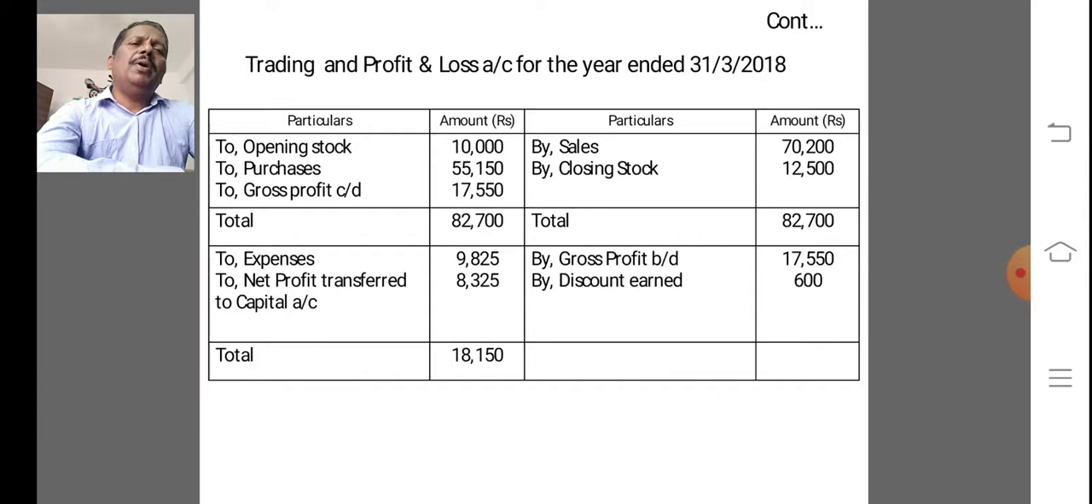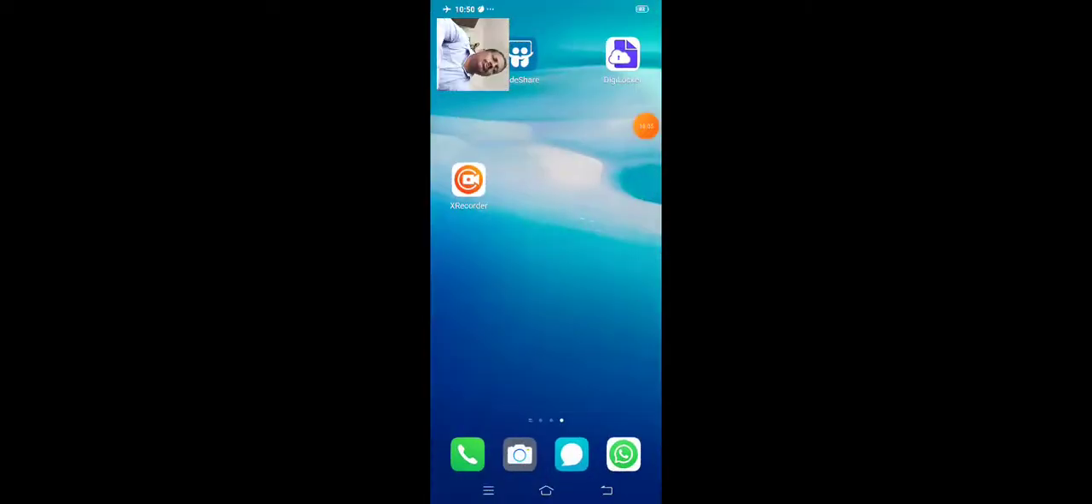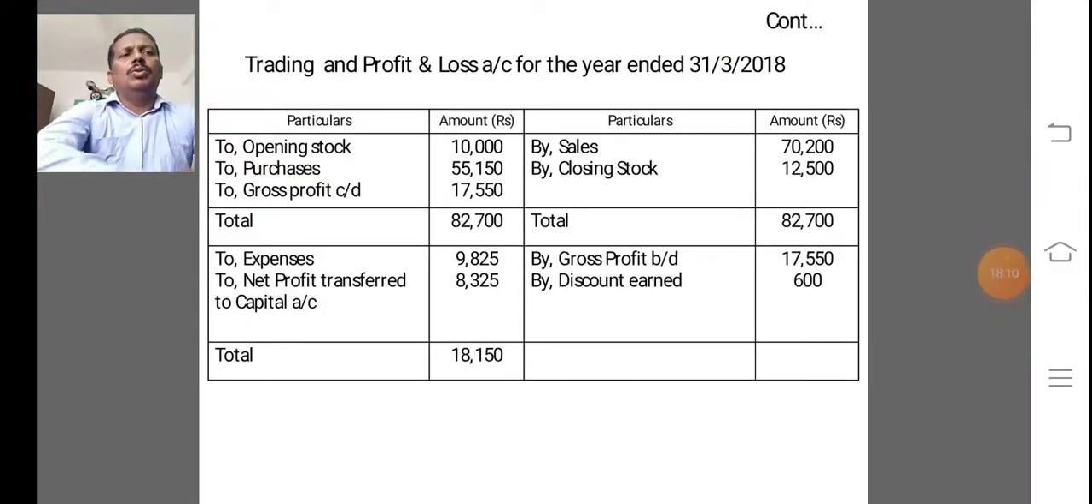So in this problem the credit side total is 18,150. The difference is called net profit, 8,325, that is transferred to capital account.